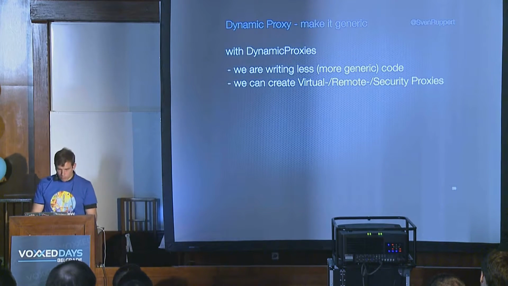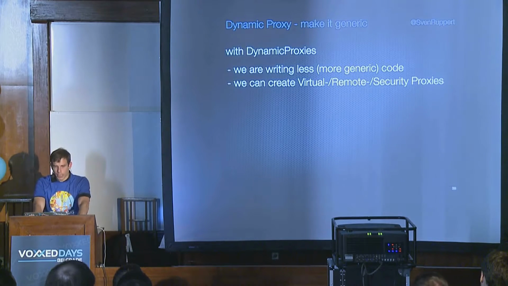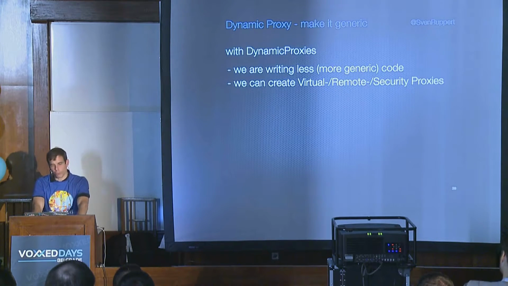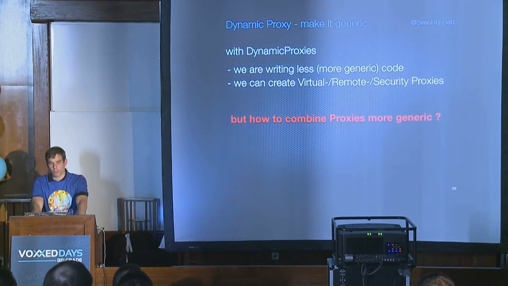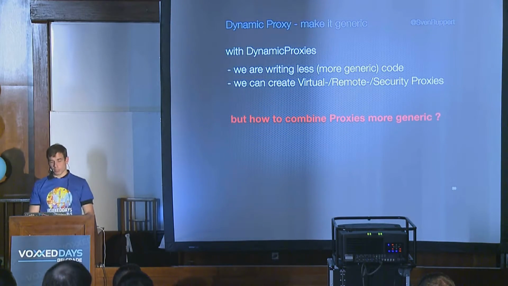So we have functional interfaces, so we can use it. So with dynamic proxies, we are writing less but more generic code, and we can create all these groups, virtual, remote, and security proxies. So, but how to combine proxies more generic? This is the main question.